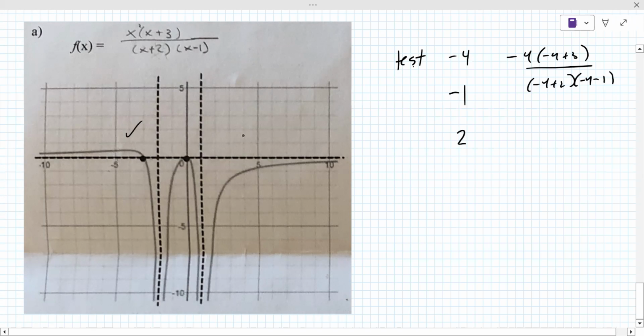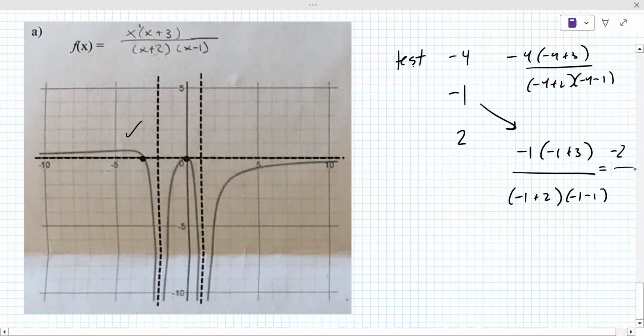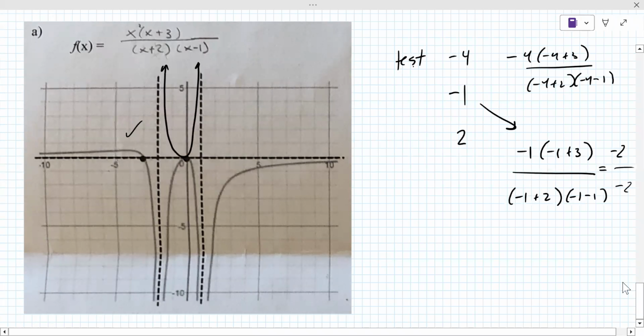-1, we've got, do that one down here, -1 times -1 plus 3 over -1 plus 2, -1 minus 1. Numerator is -2, and then 1 times -2. So this one's actually positive. So I believe this is going to actually look like this here. And then we can test the last point here.